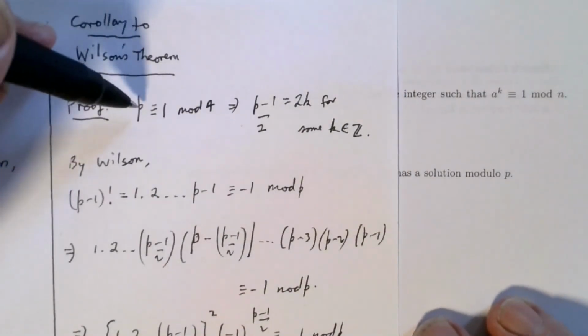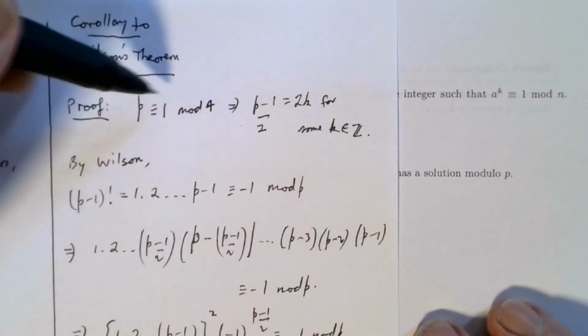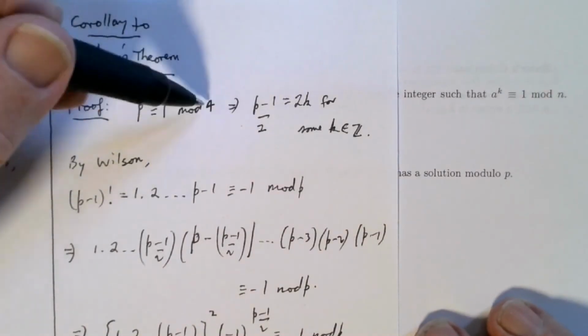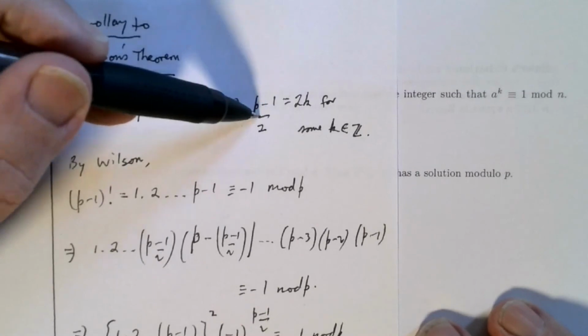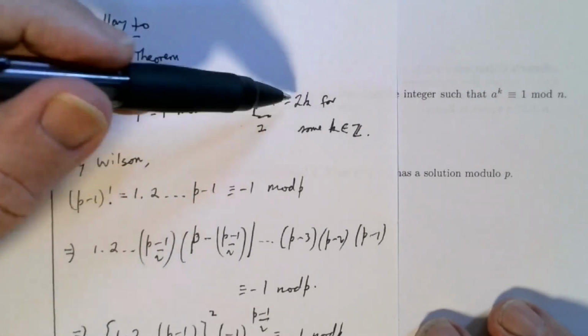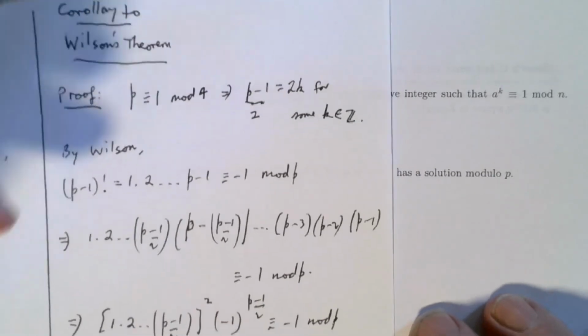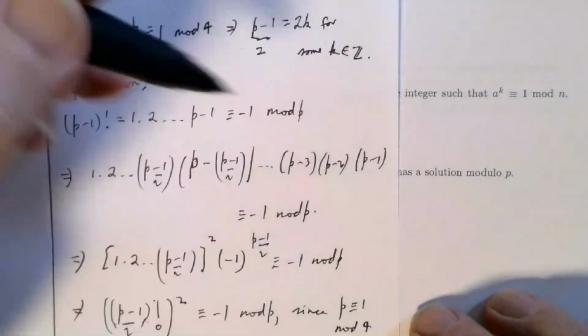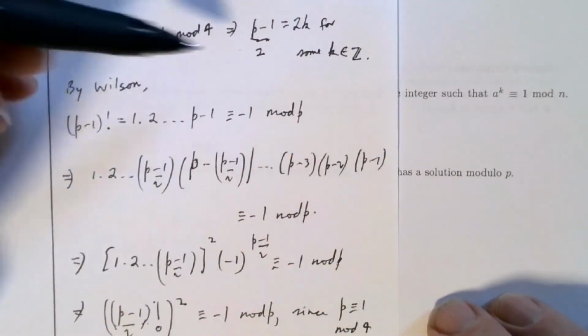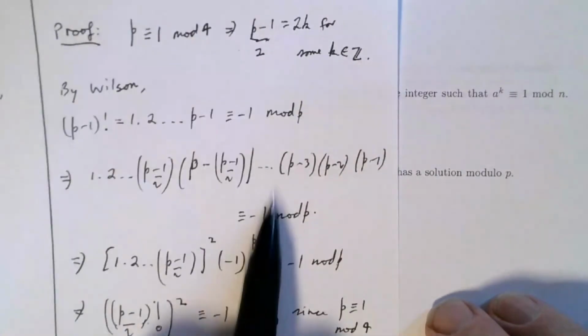So we take p as 1 mod 4, and that means that p is 1 plus 4 times something. So (p minus 1) over 2 has to be an even number. So it's got to be 2k for some integer k. Now I'll write down Wilson's theorem, which says (p minus 1)! is congruent to minus 1 mod p.